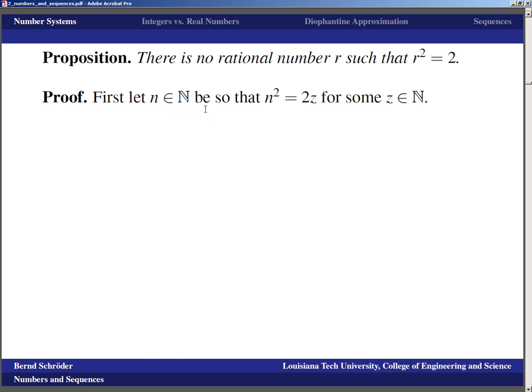Basically, we could have split this off as a lemma. But we're first going to talk about numbers whose square is even. Well, that means that 2 is a factor in the prime factorization of n squared, right?